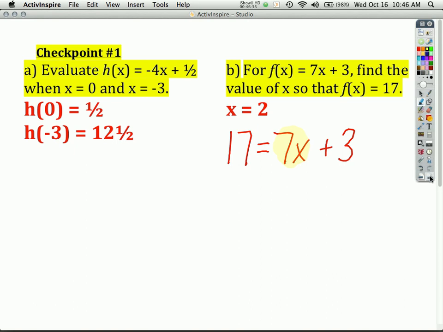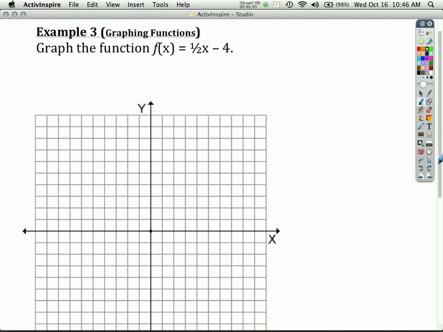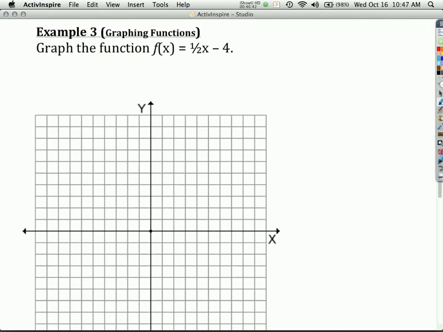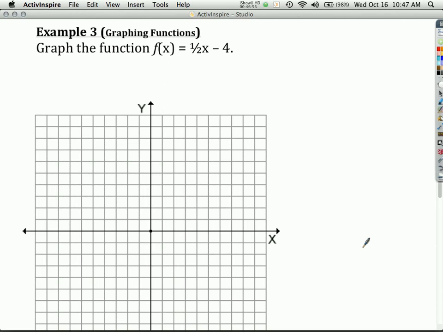Okay, we have 2 more scenarios that we're going to explore. This one is going super fast. I'm going to go unbelievably quickly. Graphing a function in this notation. F of x equals 1/2 x minus 4. What does that look like? What does that look like, Alyssa? And that's called what?